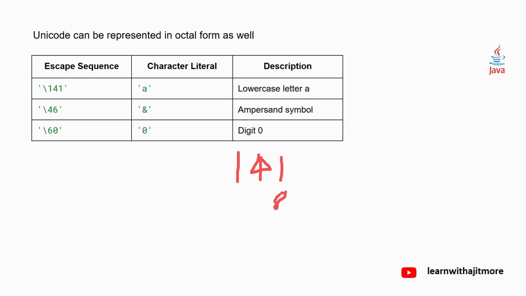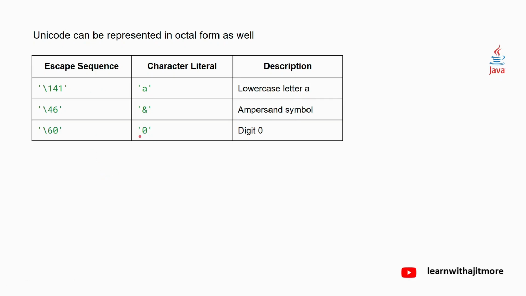You understanding? 8 raised to 0, 8 raised to 1, 8 raised to 2. So remember guys, 8 raised to 2 is 64. 64 plus 32, and plus 1. Right? So this is 97. Isn't it 97? It's 97. And small a is 97.